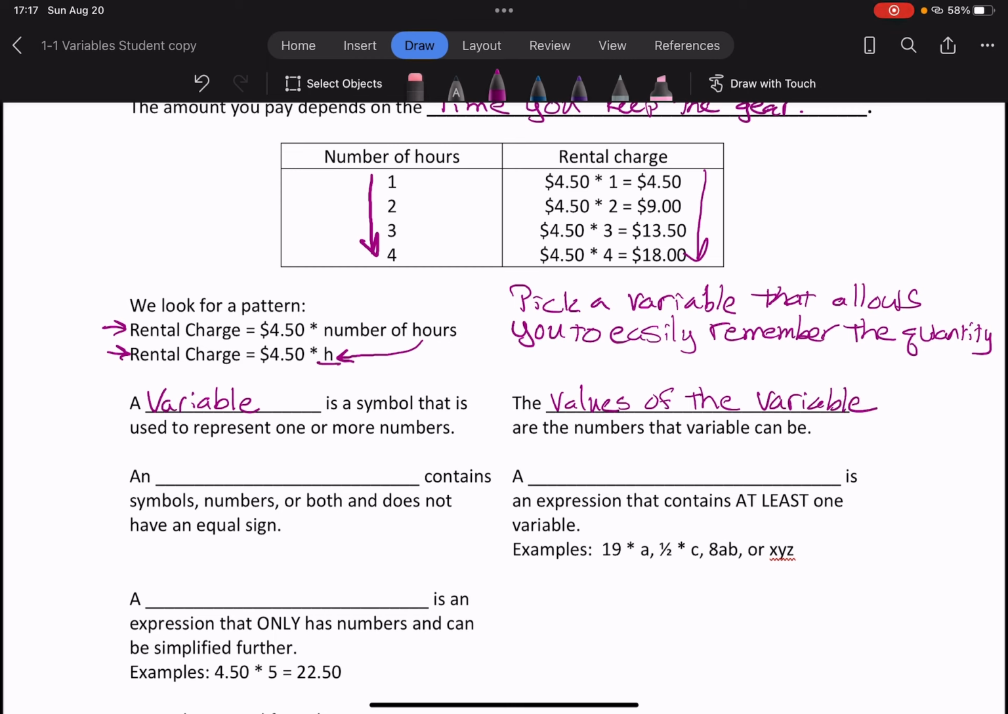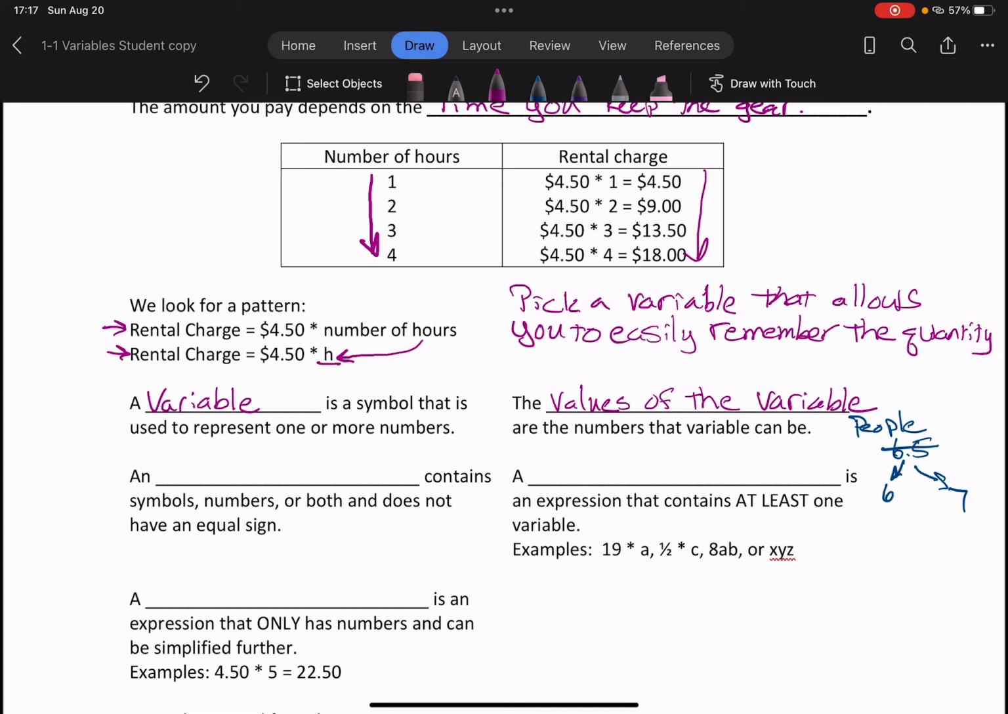So for example, if I'm counting people and I say 6.5 was the number of people I had in my class, remember that doesn't make sense because how can you have half a person? So I'd either say 6 or 7, but I couldn't say 6.5. It doesn't make sense, so we just mark that out. That wouldn't be a valid value, but 6 or 7 would be.